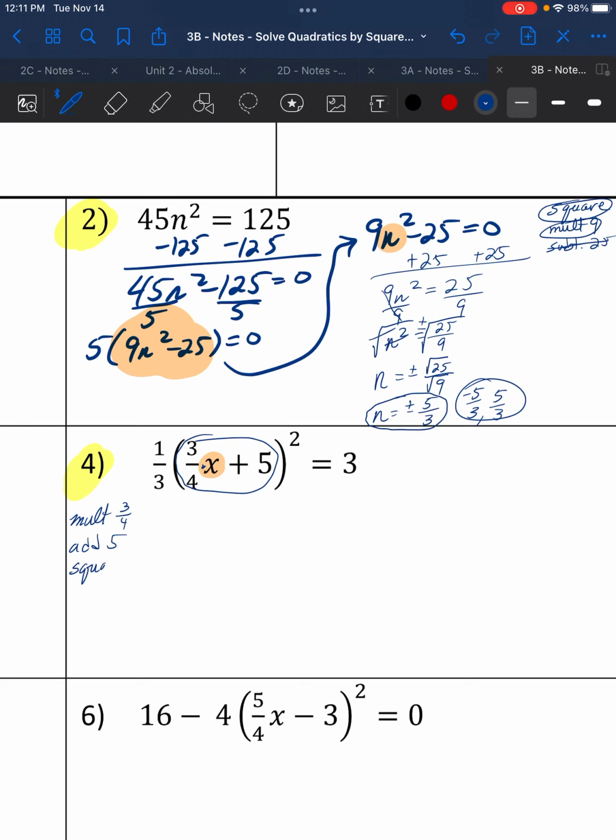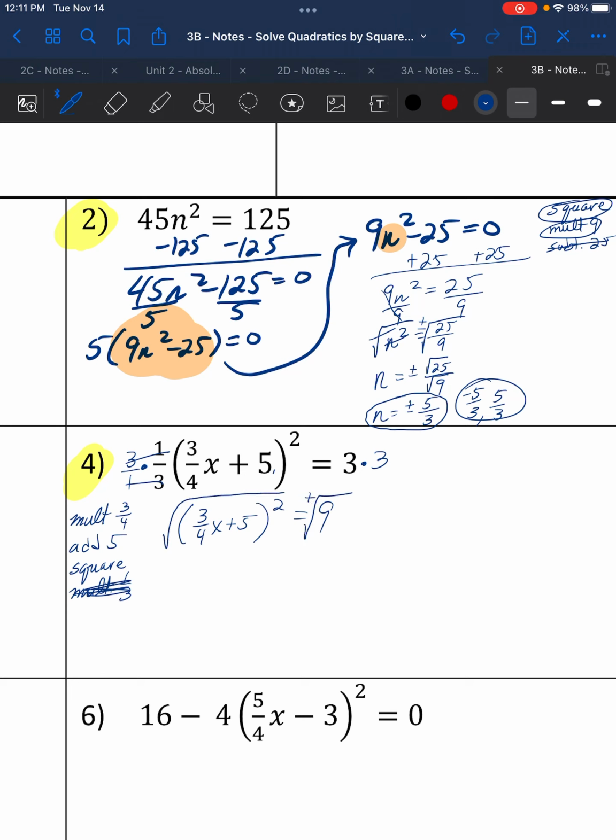After you do inside the parentheses, next thing in the order of operations would be to square it. And lastly, it would be to multiply by 1/3. So we need to do the reverse order of this. The opposite of multiply by 1/3 is divide by 1/3, but it's a fraction, so we're going to multiply by the reciprocal instead. And 3/1 is the same thing as 3. 3 divided by 3 is 1, so it'll cancel out. We then have 3/4 x plus 5 squared equals 9. So multiply by 1/3 is gone.